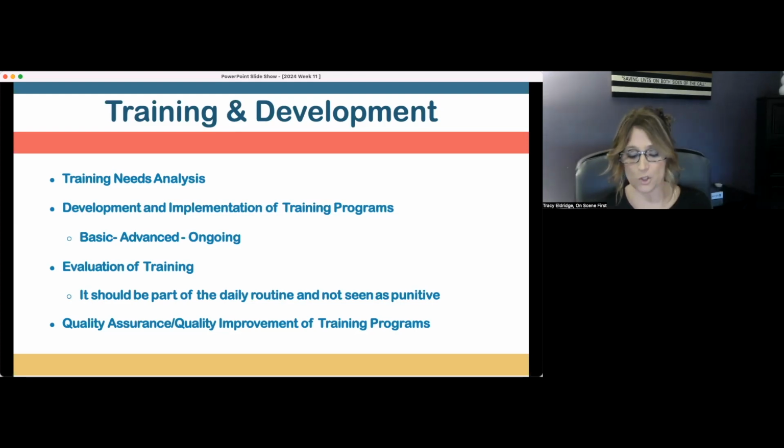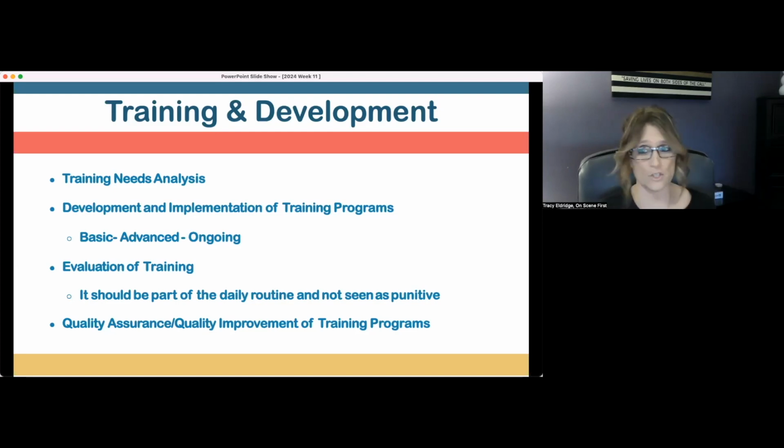Evaluation of your training should be part of your everyday routine, but it shouldn't be seen as punitive. Identifying how well the training is going. One of the things I'm hearing in a couple of the agencies that I've been working with is the training program isn't that great. Folks are coming out of training and they're not knowing how to do this and how to do that.